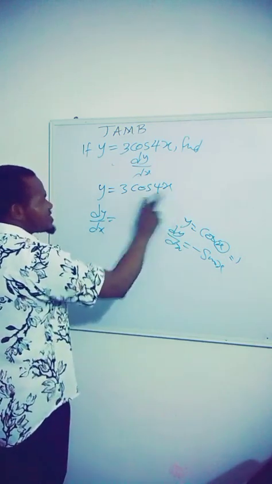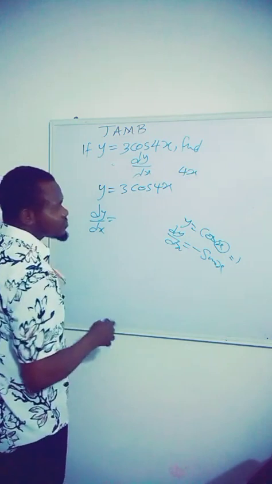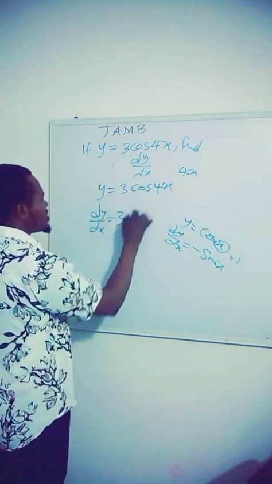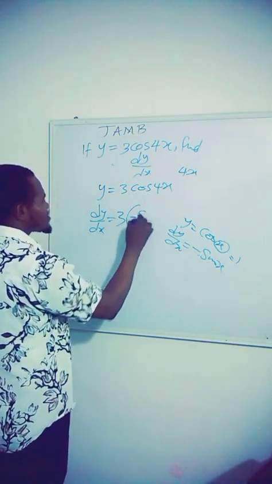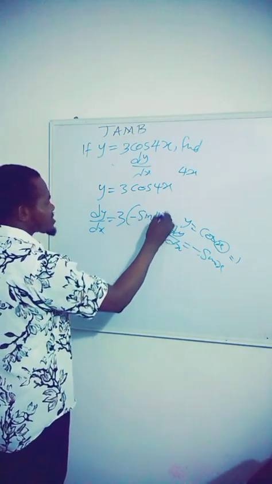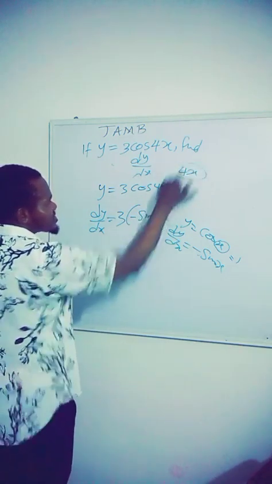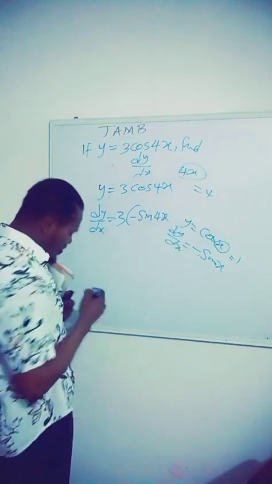But in this case, the angle is not just a single variable. We are having 4x as the angle. So that means something. We are saying 3, when you differentiate cos, it's going to give you negative sine 4x. Now, because this angle is not a single variable, you differentiate it separately. And if you differentiate 4x, it's going to give you 4.